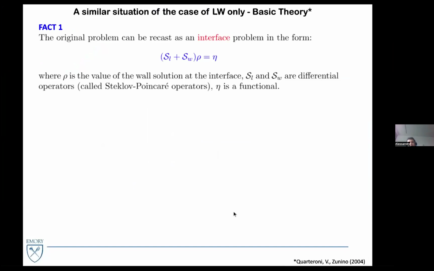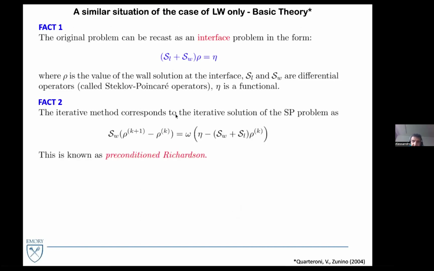And let me go to what we did many years ago with Alfio and Paolo Zunino, where basically, in a case where we have only two domains, so only wall and lumen, so we were not introducing the strata, we were able to use Steklov-Poincaré operators. So basically, if you're not familiar, Steklov-Poincaré operators are a representation of the problem as an interface problem. So basically, we rewrote the problem on the interface using these differential operators. And eta is a function.